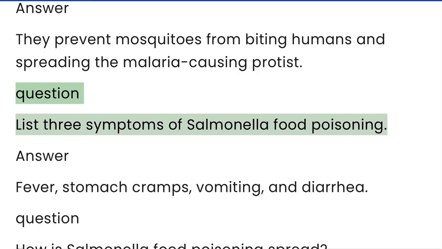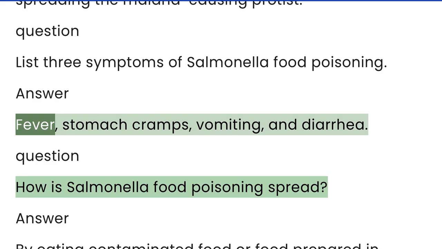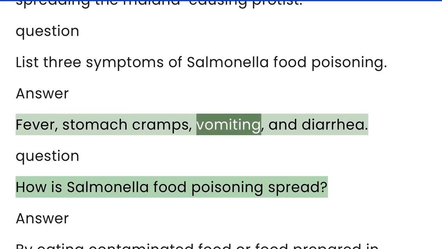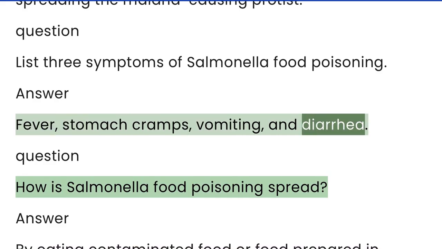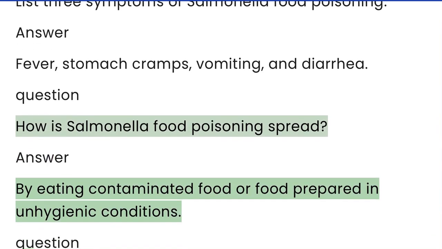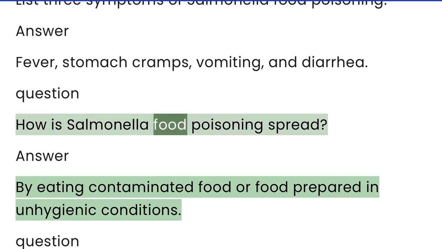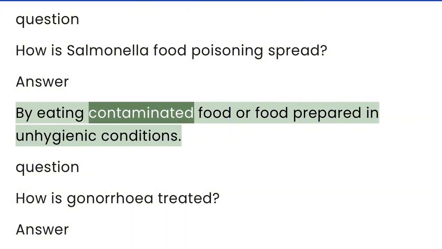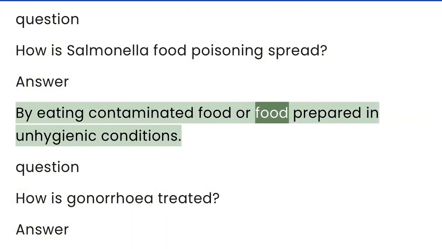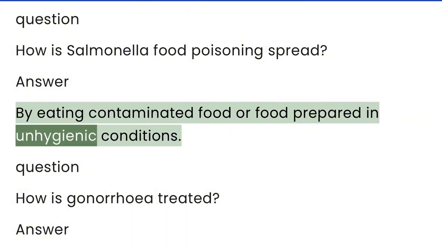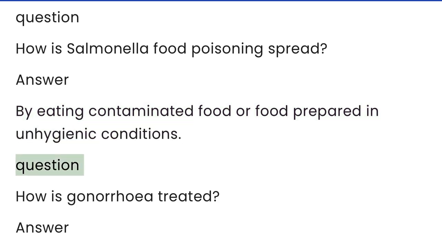Question: list 3 symptoms of Salmonella food poisoning. Fever, stomach cramps, vomiting, and diarrhea. Question: how is Salmonella food poisoning spread? By eating contaminated food or food prepared in unhygienic conditions.